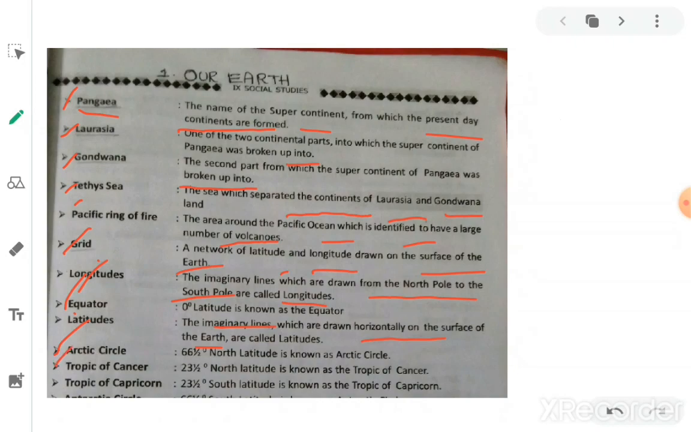Next one is Tropic of Cancer. This 23 and a half degrees north latitude is known as the Tropic of Cancer, and this also I will explain in the next sessions when we start the lesson. These all belong to the latitudes and longitudes. This Tropic of Cancer, next Tropic of Capricorn, these all belong to the latitudes and longitudes. These points I will explain elaborately in the coming lesson.